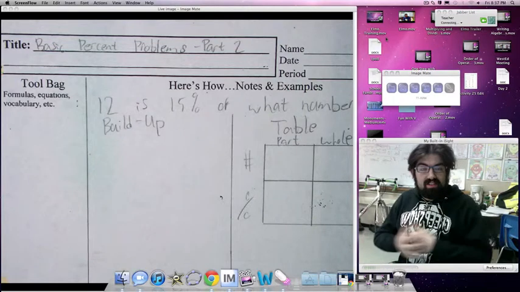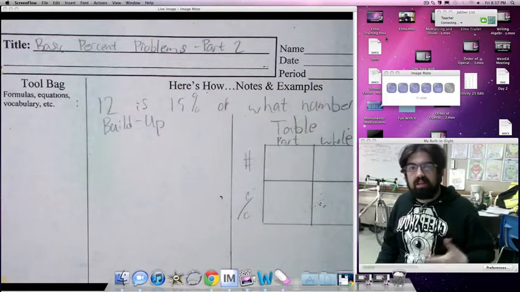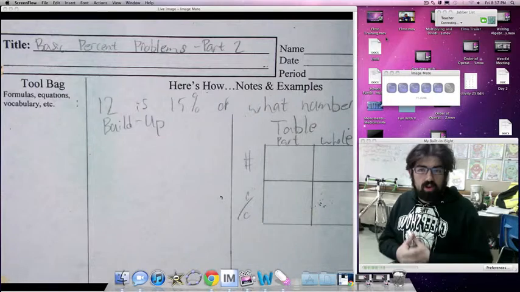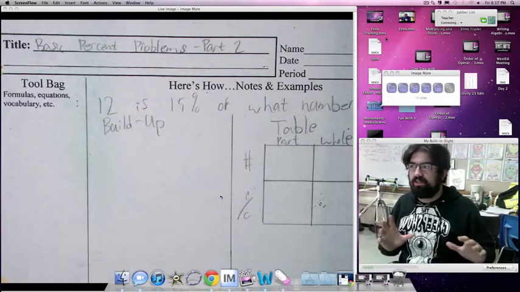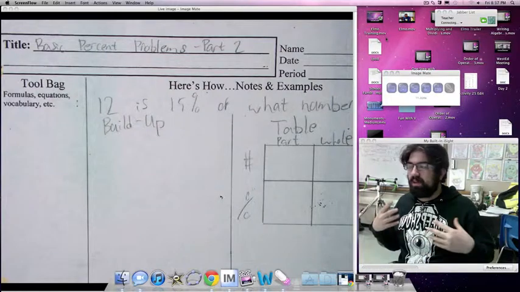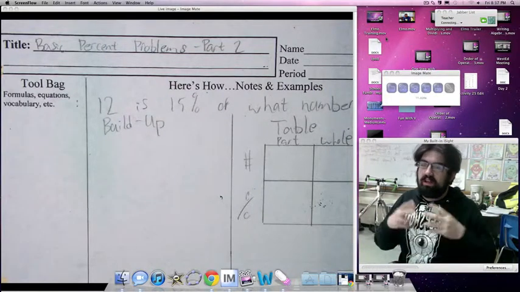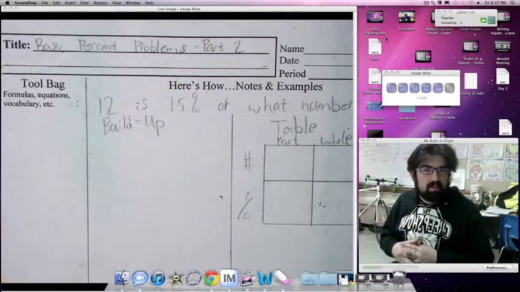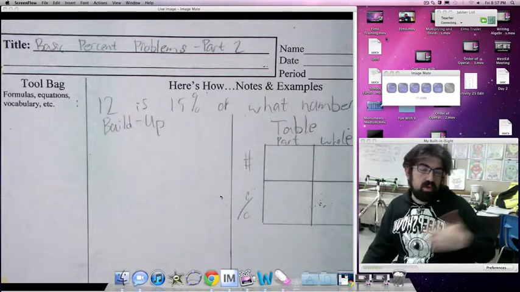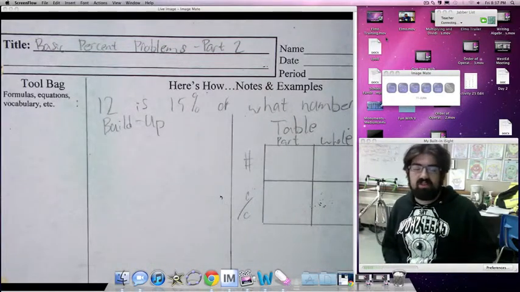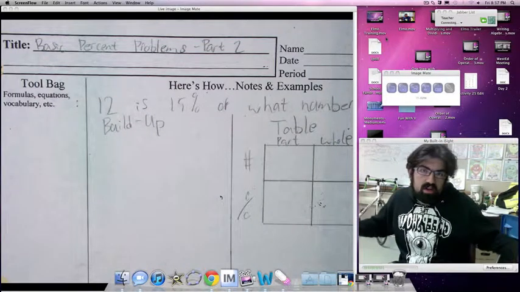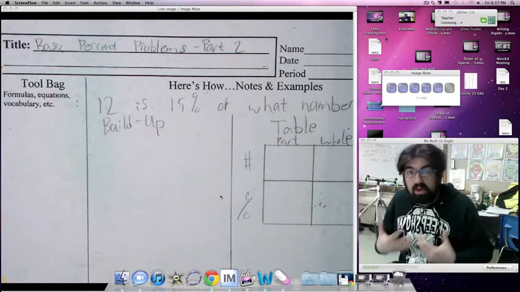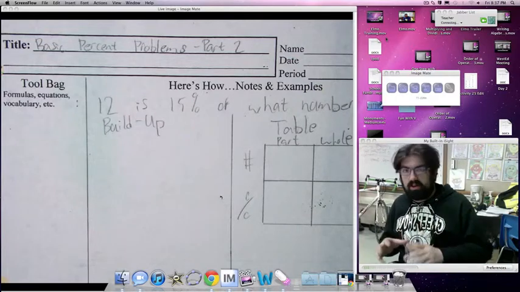Hi, this is the second and final part of basic percent problems. So we talked about problems where I'm looking for 15% of some number. Pretty common question. But the other type of question isn't just saying, what is 15%? What if I ask you, this is 15%, what's 100%? What's the main number? Where did that come from? That's what this part's about.